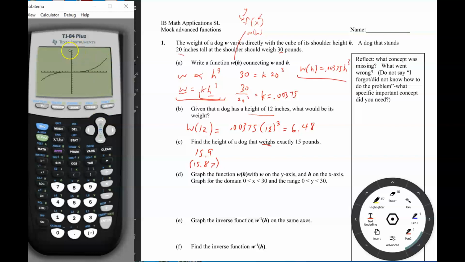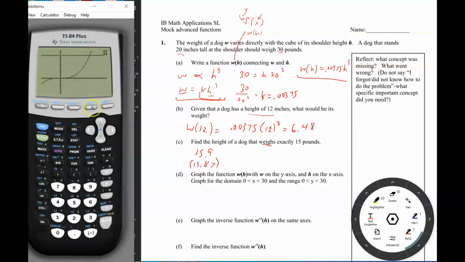Unfortunately here, my graph is not including 15 because my window size is a little bit too small. So I'm going to change my y max to about 18, and that'll make sure that y equals 15, which is a horizontal line at 15, is included. Okay, I guess we need to go a little bit farther to the right. So we'll go to like 25 or so on x max. Okay, and there's our intersection.